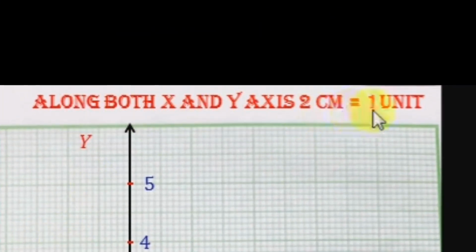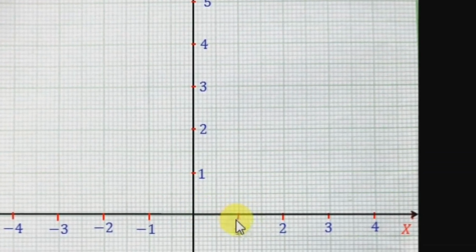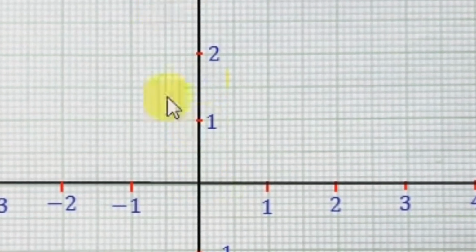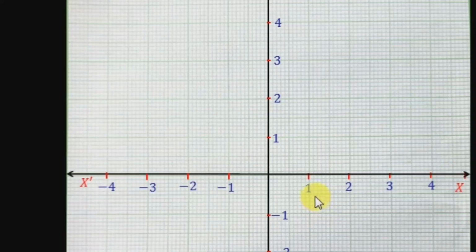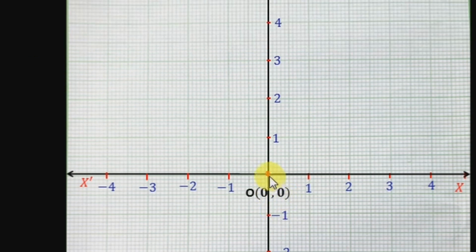Scale is along both x and y axis, 2 cm is equal to 1 unit, so we'll take 10 small boxes as 1 along the x axis and 10 small boxes as 1 along the y axis. So plot the point (0, 0). This is your O (0, 0). Next is A (-4, 4). So it's 1, 2, 3, 4. This is x -4 and y +4. 1, 2, 3, 4. It's here.